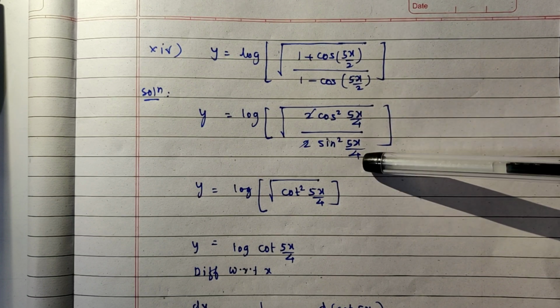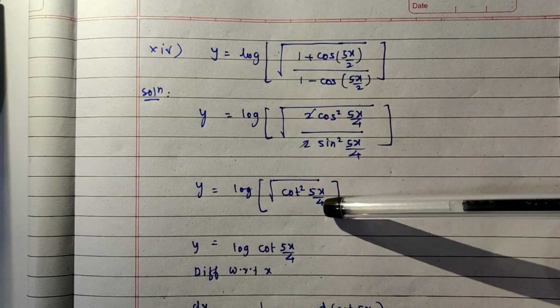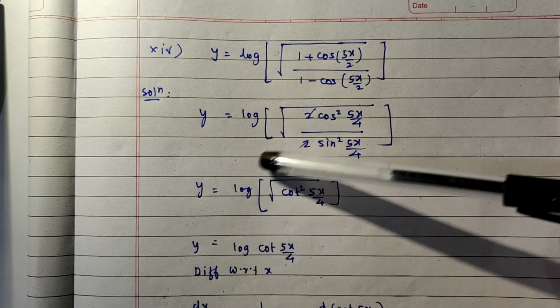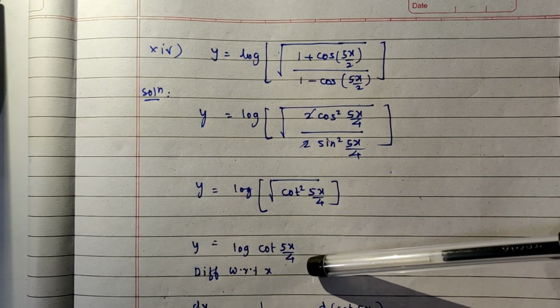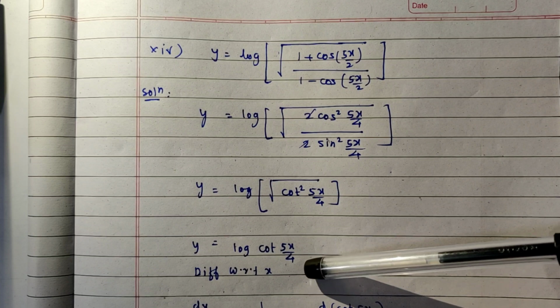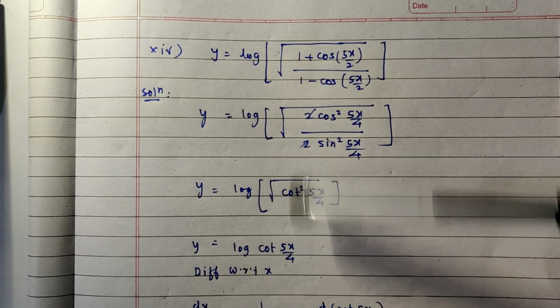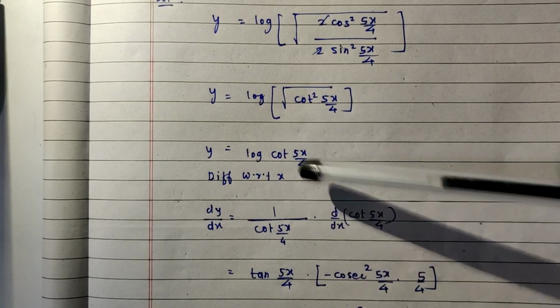So cos square upon sin square is cot square. Inside the square root we have cot square. So y is equal to log of cot 5x upon 4, as the square root will be removed. Now we differentiate. First we simplify and then we differentiate it with respect to x.